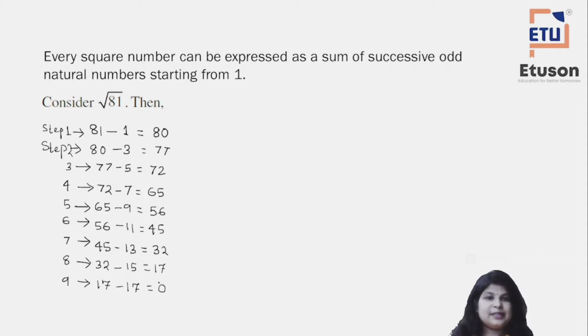So by successive subtraction of odd numbers from the number, you reached 0. In which step did you get the 0 value? You got it in the ninth step. Hence, the square root of 81 is equal to 9. So in this case, you could do the subtraction as 81 is a smaller number.